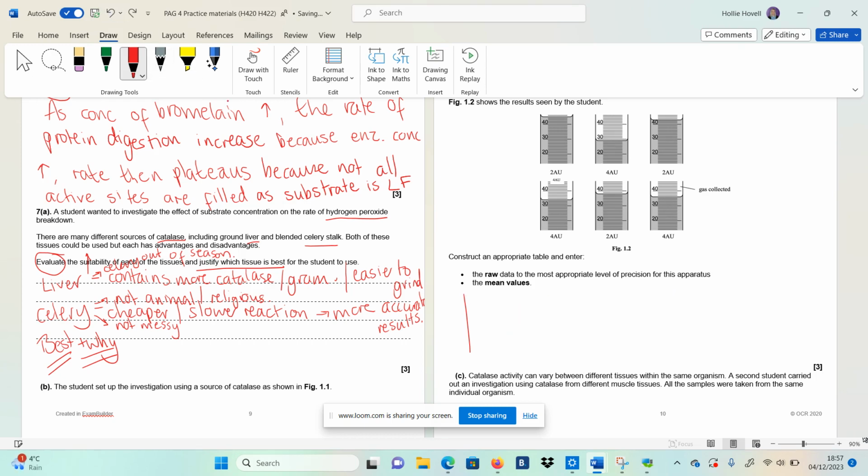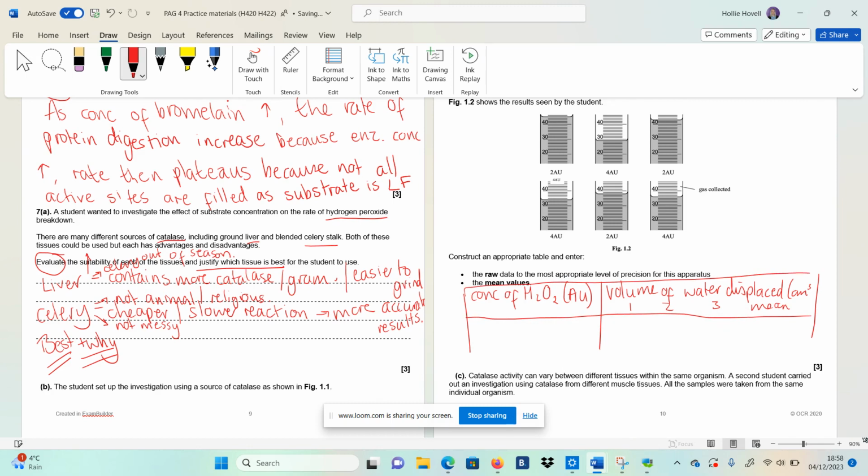Let's start again. So, first of all, concentration of hydrogen peroxide, which was measured in arbitrary units, they said. And then our dependent variable was going to be the volume of water displaced, or you could have said oxygen made, depending on how you're going to read those tubes. And that will be centimetres cubed. Okay, then we've got repeat 1, 2, 3, mean. So please make sure you've used a pencil and a ruler. Sorry, I'm not very good on here.